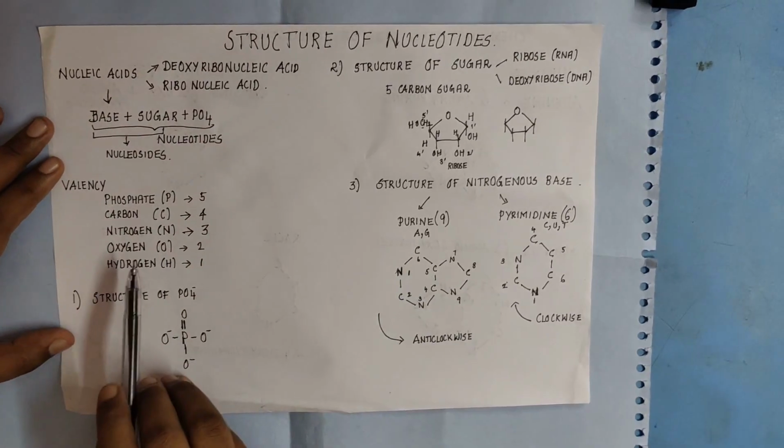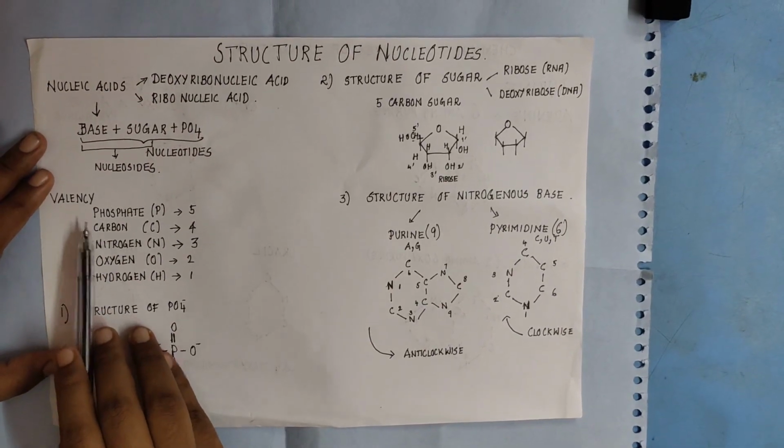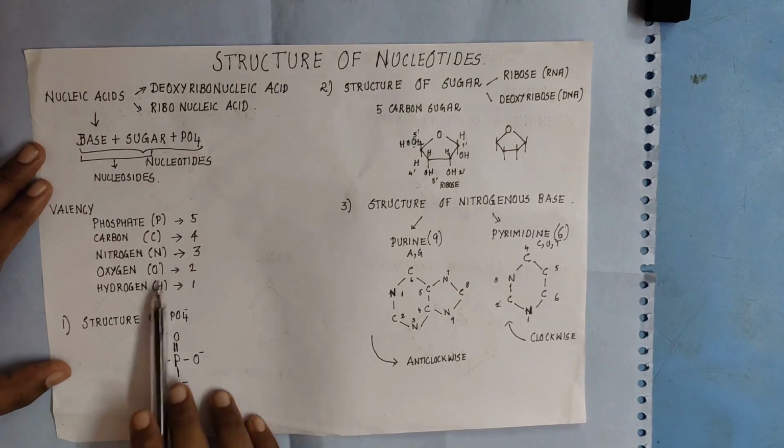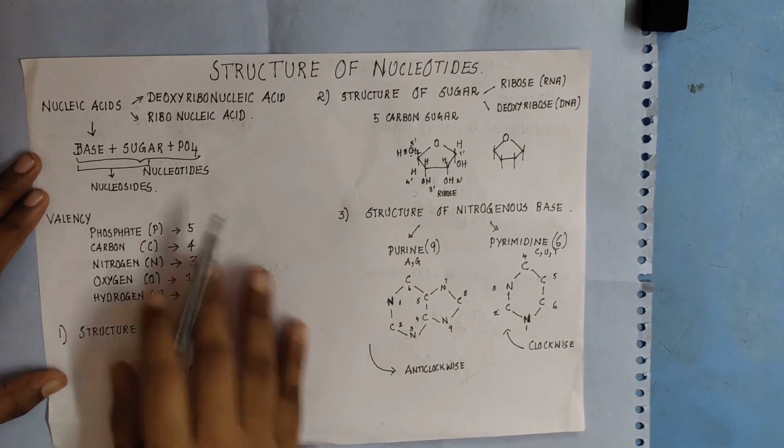To know about the structure of nucleotides, we have to know about the valency. Phosphate has valency 5. Similarly, carbon 4, nitrogen 3, oxygen 2 and hydrogen 1. We have to know this.